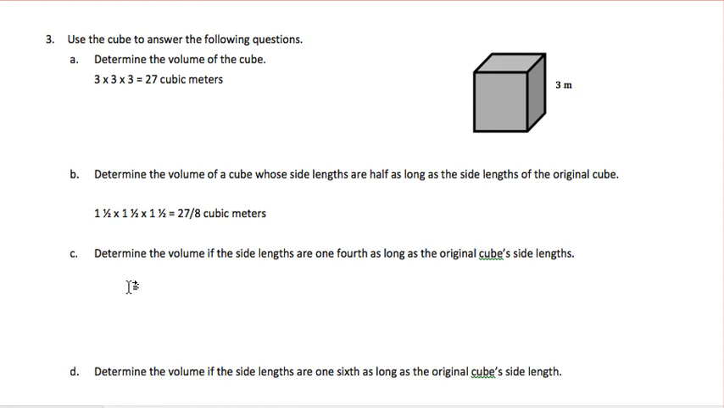Next, we'll determine the volume if the side lengths are 1/4 as long as the original cube side lengths. So that would be 3/4 for each side length, because 3 times 1/4 is 3/4. And that would leave us at 27/64 cubic meters.